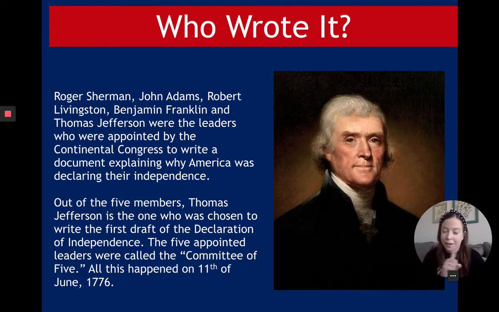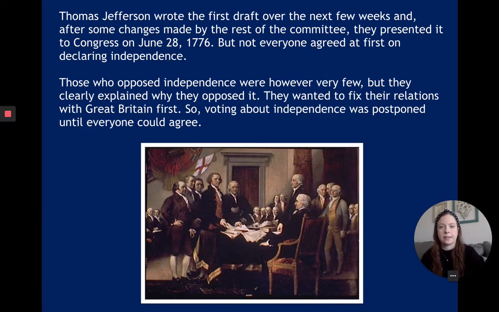Listen, first draft, not multiple drafts. First draft. He's going to do this again and again and again to get it perfect. Of the Declaration of Independence. The five appointed leaders were called the Committee of Five. All of this happened on the 11th of June, 1776.